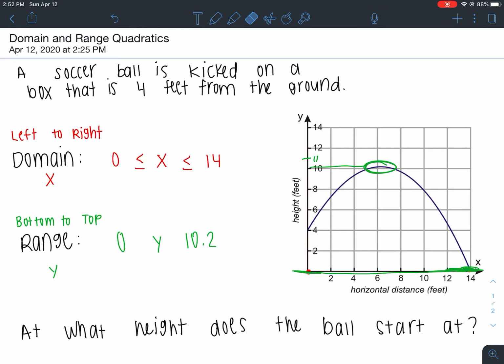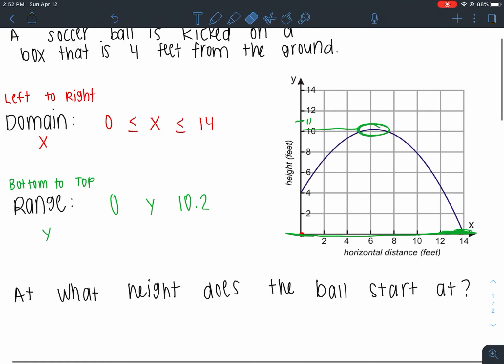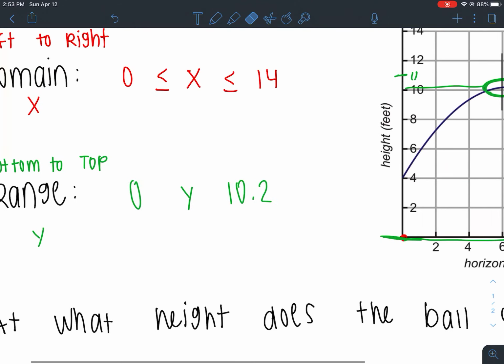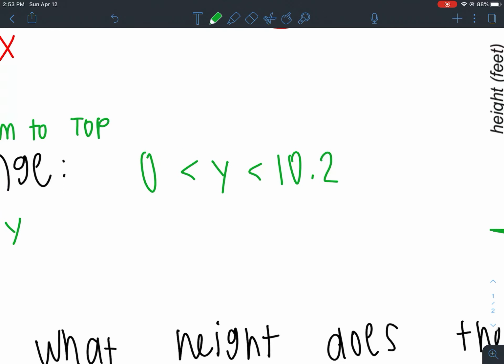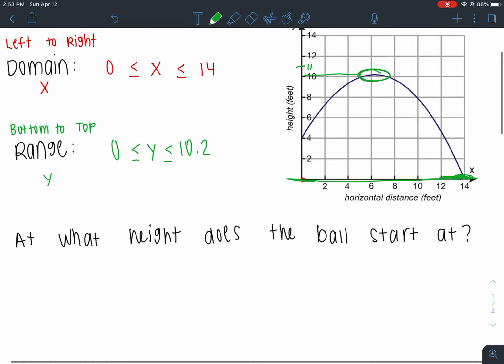Remember, range is bottom to top, and this is reasonableness. You don't want to think, well, they start at 4, so the most bottom the ball gets is 4 feet. That's not true, because they can kick the ball and it can land below them at 0 feet. So the range goes from 0 feet on the ground all the way to 10.2 feet high. Now you put your less than signs, because you're always going to have less than. The ball can be equal to 0 feet from the ground, and the ball can be 10.2 feet from the ground, so it can be equal to on both.